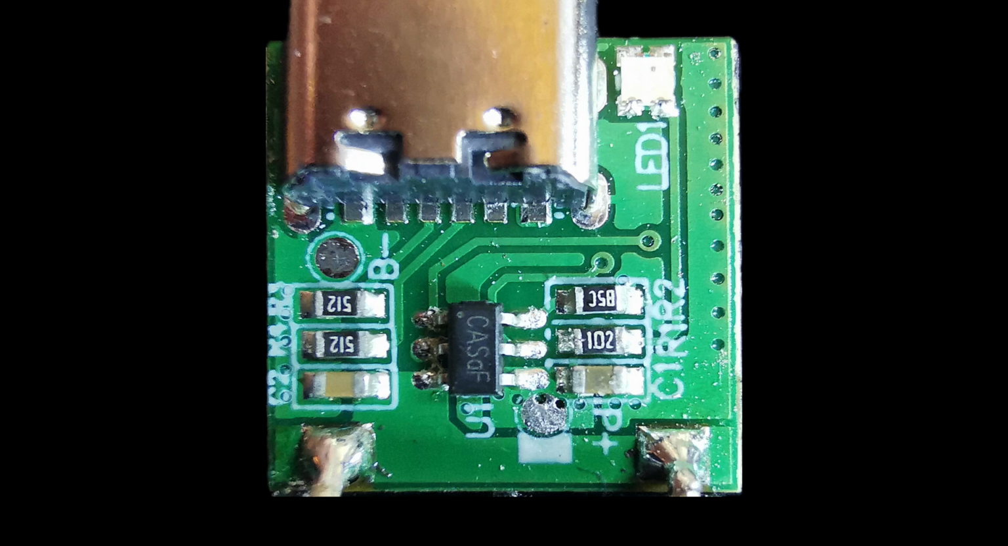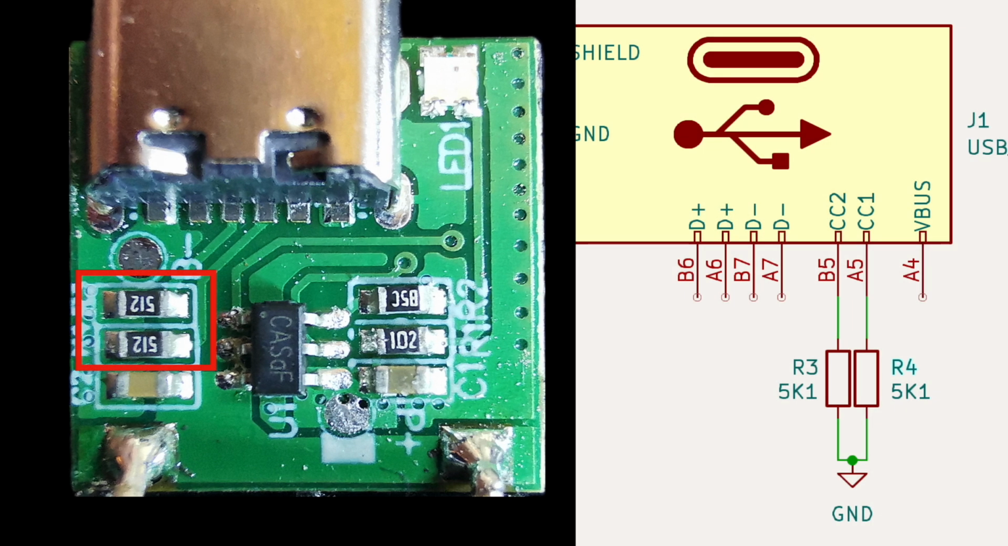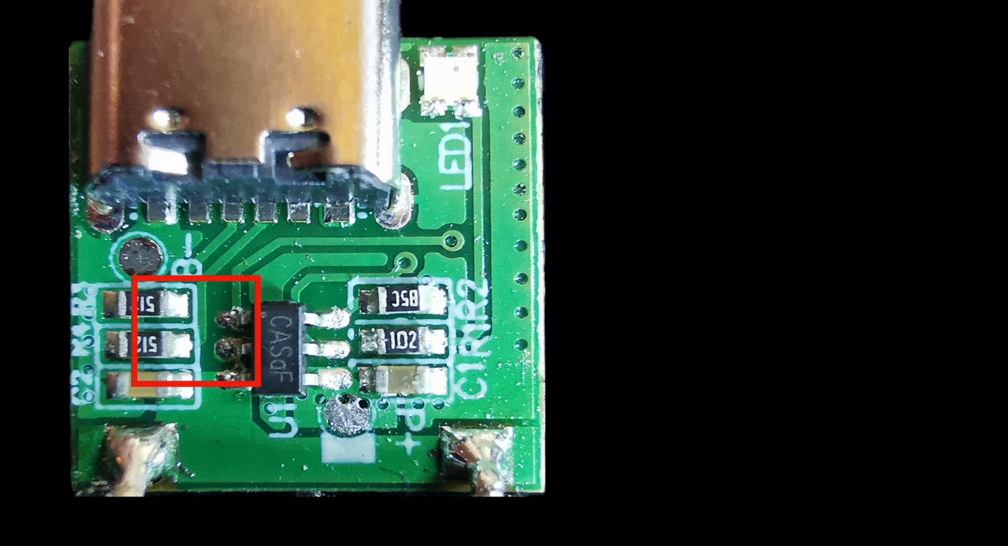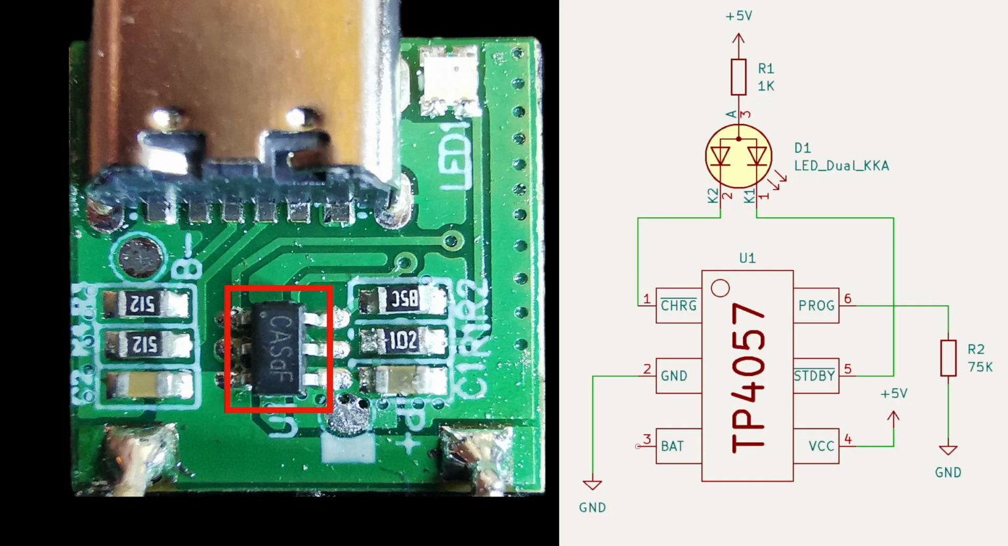So it's a pretty basic circuit. We have the two 5.1K resistors connected to CC1 and CC2. And then this IC looks like some kind of clone of the TP4057, which is a very common lithium charger. We have the two indicator LEDs, one for charging and one for standby. The charging one's red and the standby one is green, and that's just going to this dual LED.